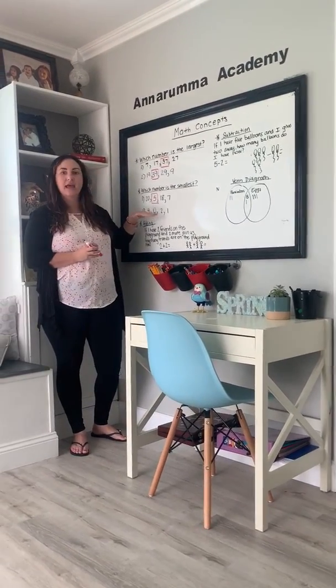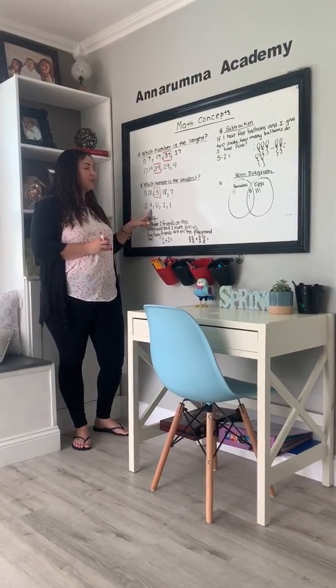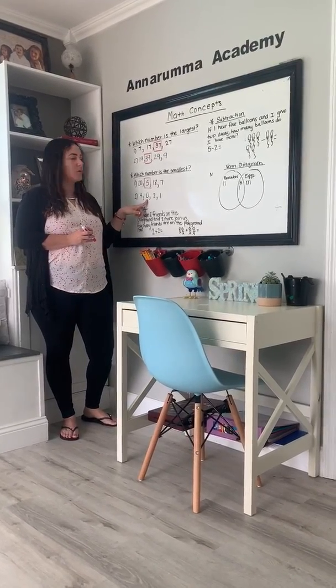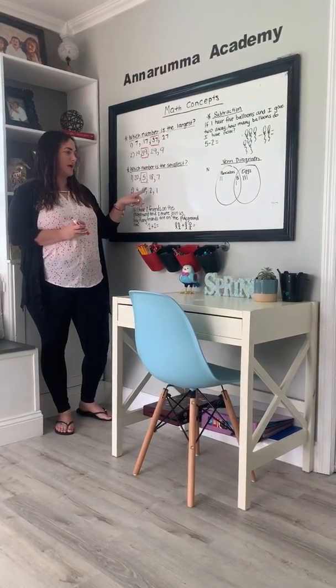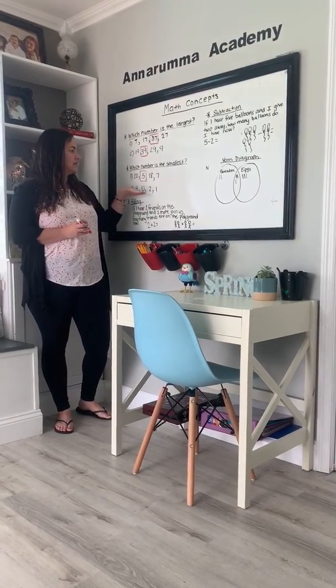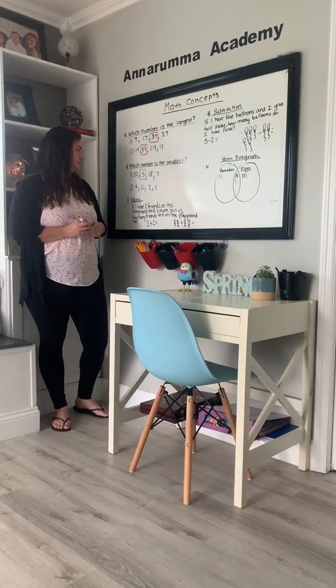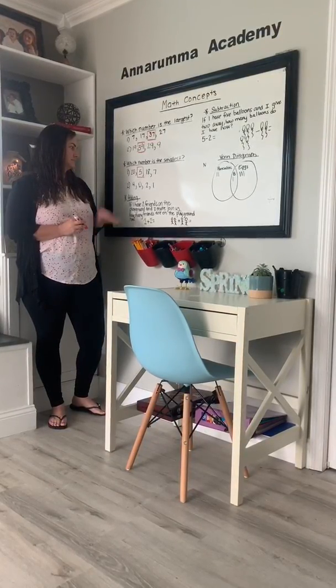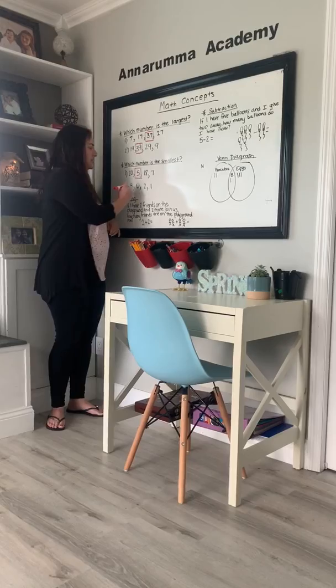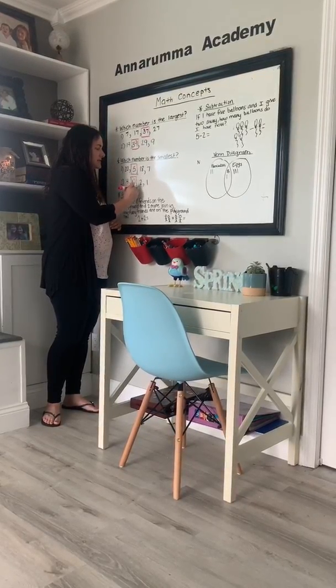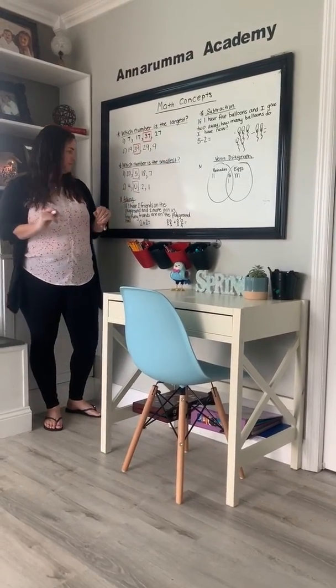Now we're going to look at the next four. We have 4, 0, 2, and 1. Out of these four, which has the least amount? Don't let that 0 trick you. 0 is the least because 0 has nothing.